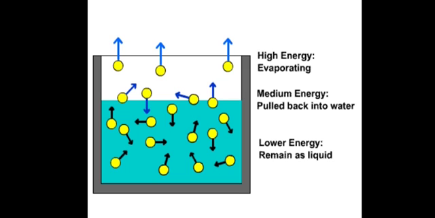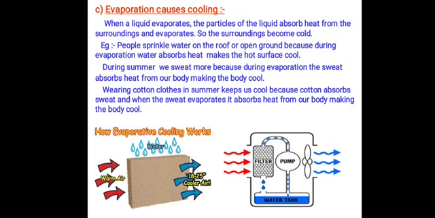See, in the surface, there are high energy particles, so it starts evaporating. Medium energy particles are pulled back into water and lower energy remains as liquid. Evaporation causes cooling, and this application is used in the desert cooler. When a liquid evaporates, the particles of the liquid absorb heat from the surrounding and evaporate. So the surroundings become cold.